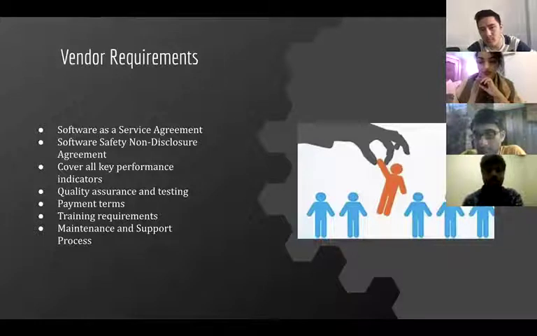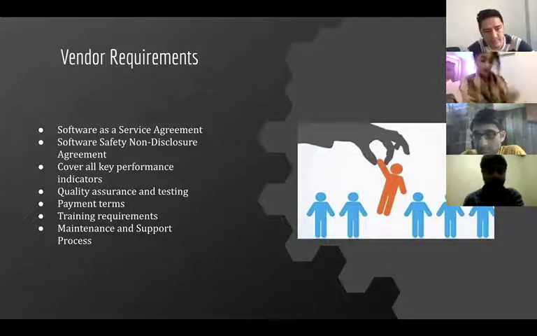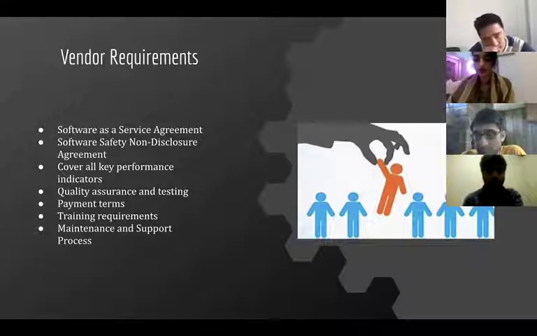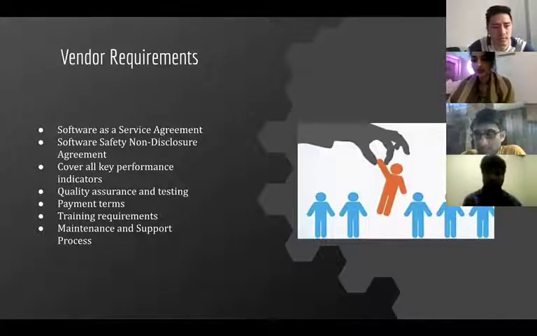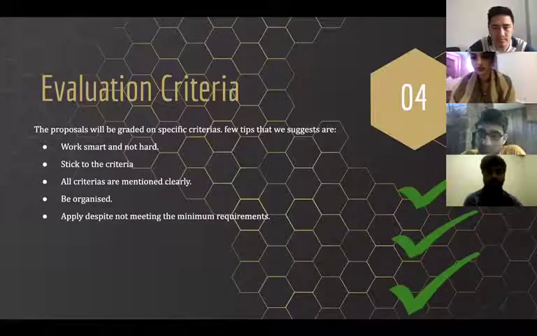Now, with regard to the vendor requirement, here is the list. It includes a software as a service agreement, software safety non-disclosure agreement, cover all key performance indicators, quality assurance and testing, payment terms, training requirements, and at last, maintenance and support process. Next, we will have Yugal explain the evaluation criteria for us.